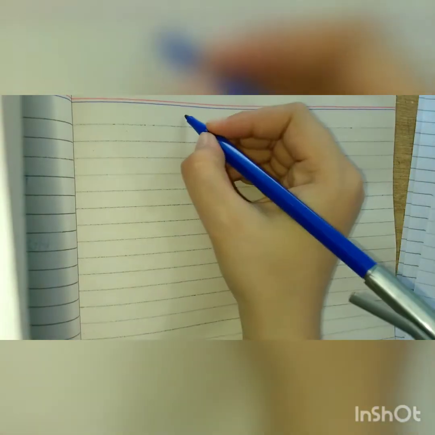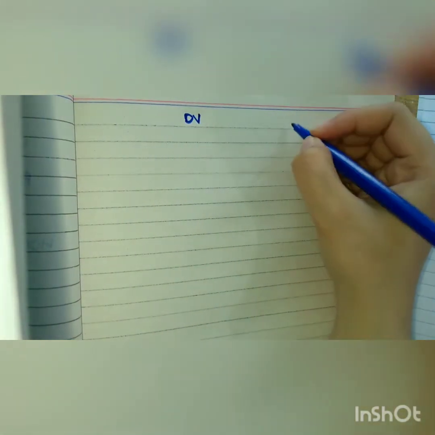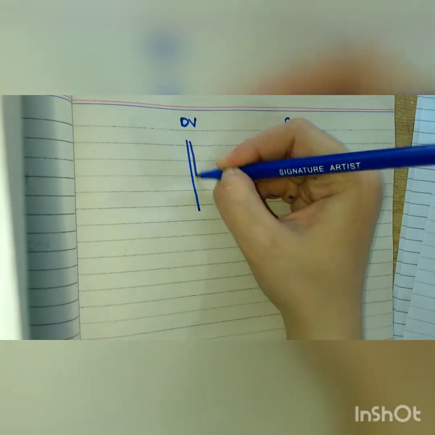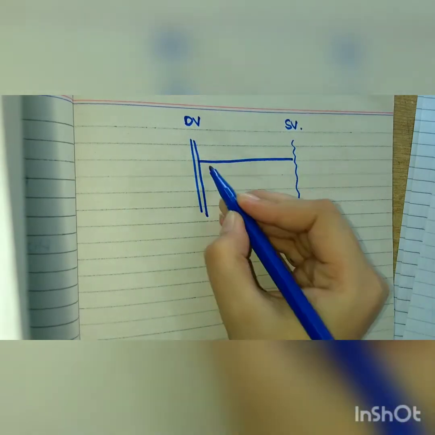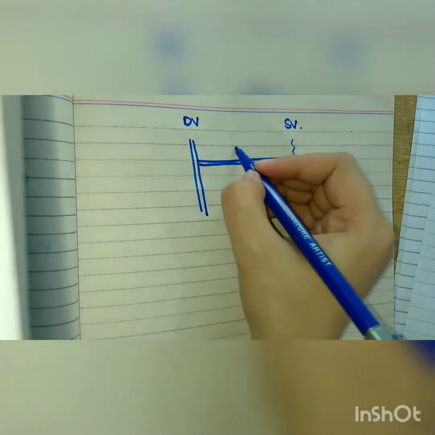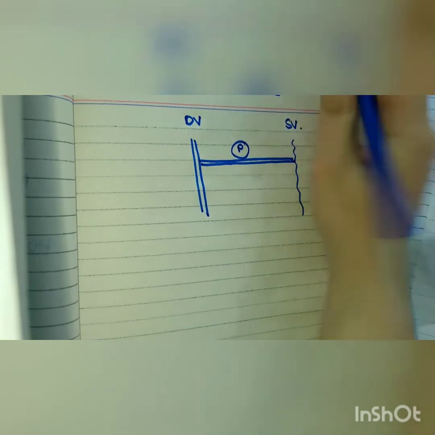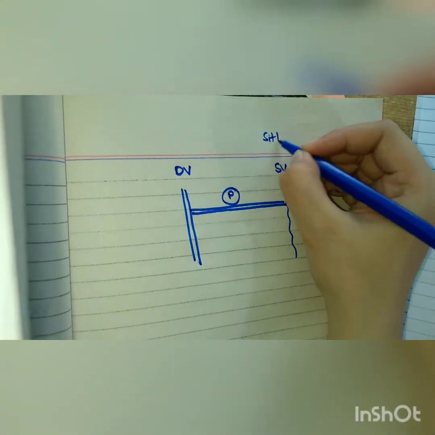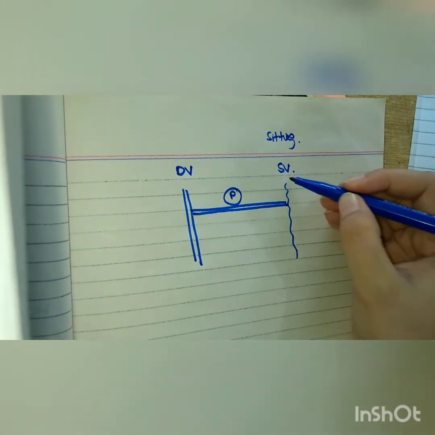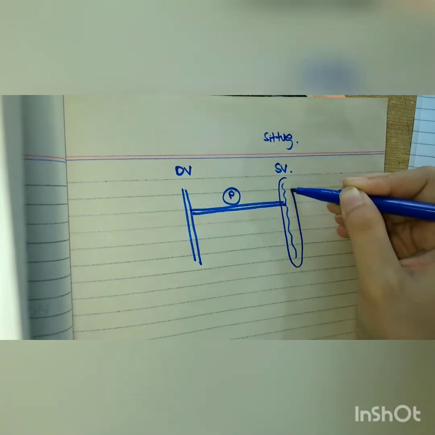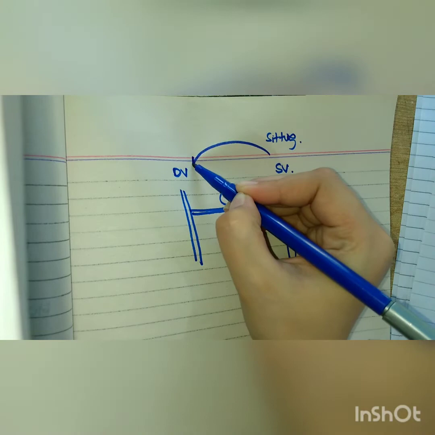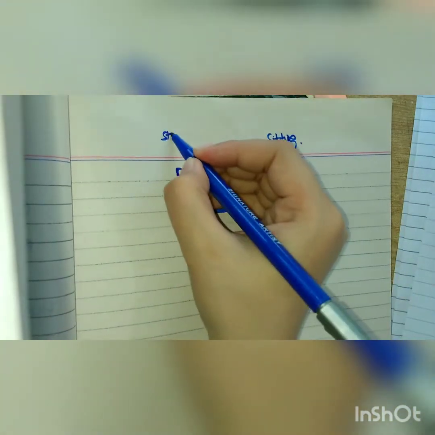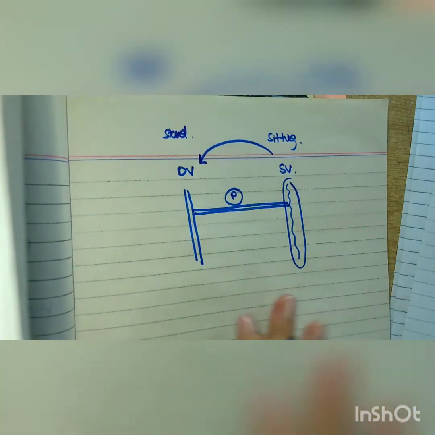So what is the importance of this? Let's say I'm going to draw the deep venous system and the superficial venous system again. Basically, this is the deep vein and this is your superficial vein, and they are connected by a perforator, let's say. What happens is that when you're sitting, all the blood is usually present in the superficial venous system, and when you stand, the blood basically drains into the deep venous system. This is how it is.